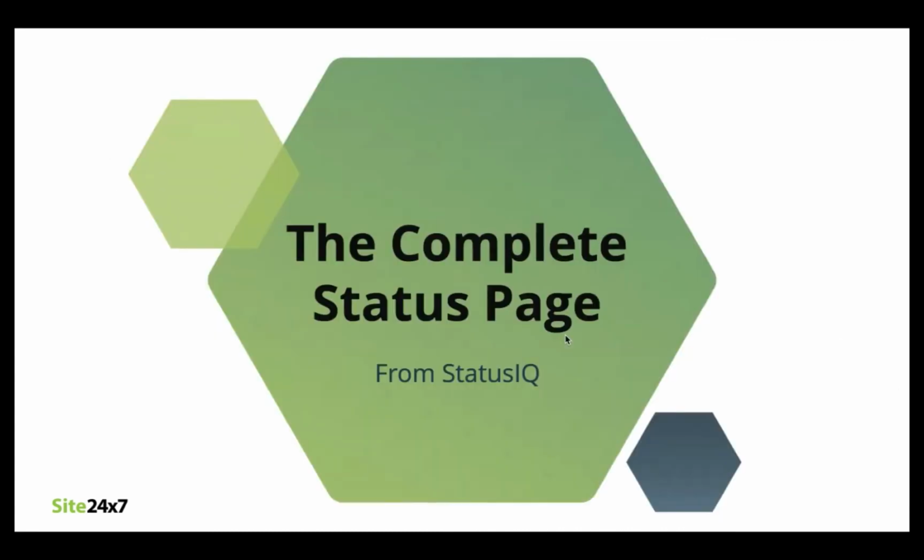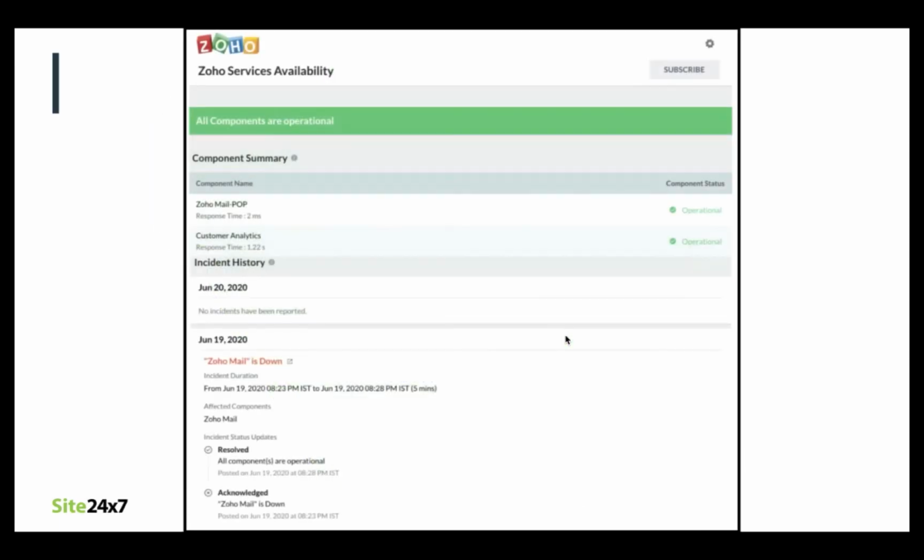So with that, I've already shown you an example of how a complete status page looks. We'll also take a look at a live example. So this is the screenshot of the status page that Zoho has. So this status page has over 100 applications on board, and it uses StatusIQ to broadcast the status of all their applications to the global users around the clock.